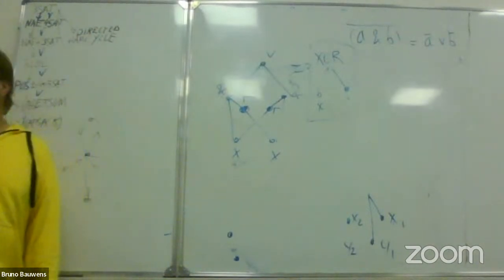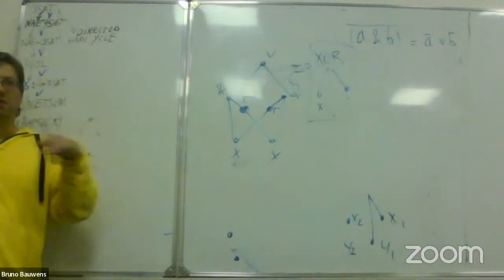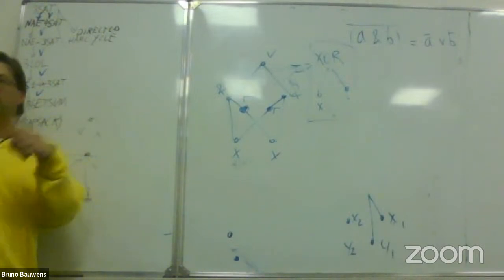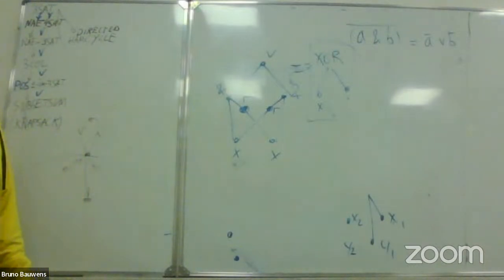If we could have gates with an arbitrary number of inputs, so OR and AND with arbitrary fan-in, then it can be done in constant depth.